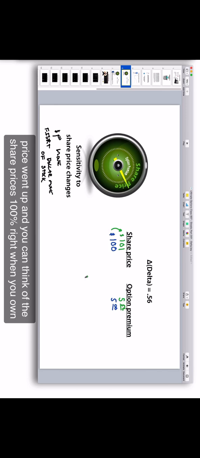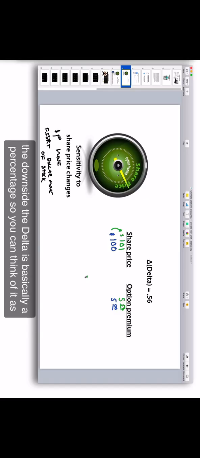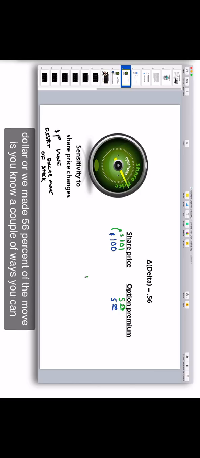Now notice on this, the share price went up, and you can think of the share price as 100%. When you own stock shares, you make 100% of the upside, but you also lose 100% of the downside. The delta is basically a percentage. So you can think of it as, well, the stock went up a full $1, but we made 56 cents on the dollar, or we made 56% of the move. A couple of ways you can think about that.